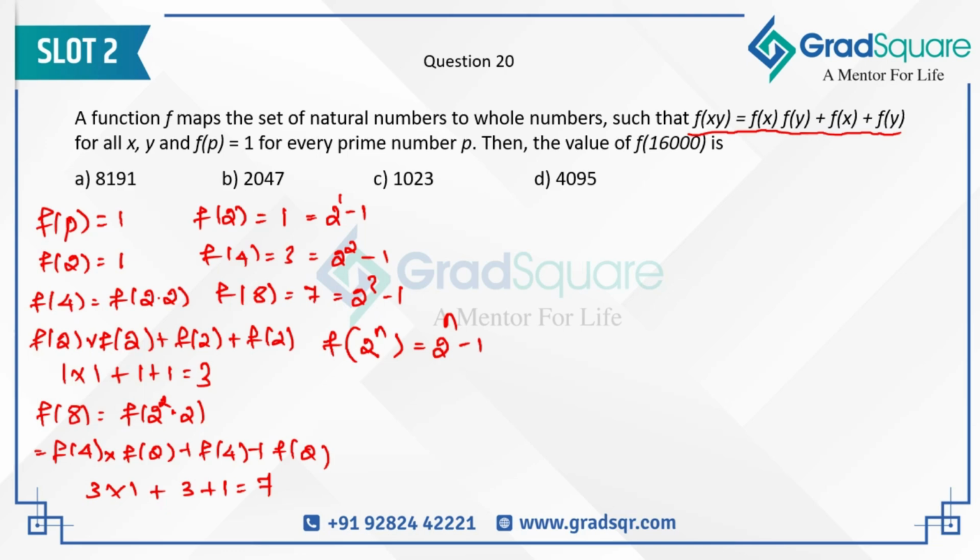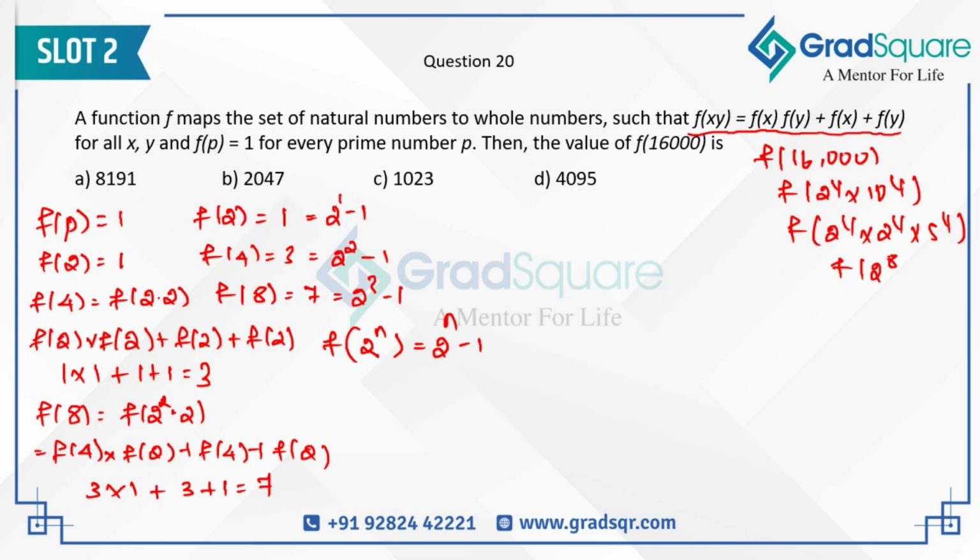Now I have to calculate the value of what? F of 16,000. This can be written as f of 2 power 4 into 10 to the power 4. Again breaking 10 in terms of prime numbers, 2 power 4 into 2 power 4 into 5 power 4, which is going to be f of 2 power 8 into 5 power 4. So again using the same equation, I can write this as f of 2 power 8 into f of 5 power 4 plus f of 2 power 8 plus f of 5 power 4. So I need the value of f of 2 power 8.